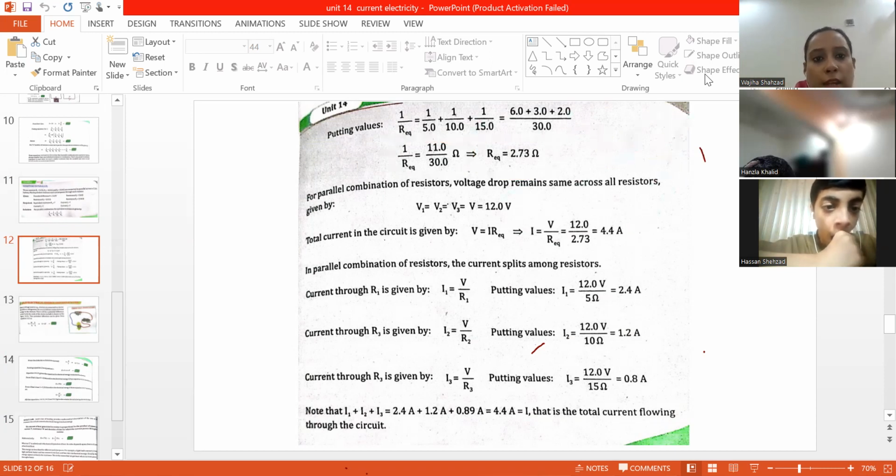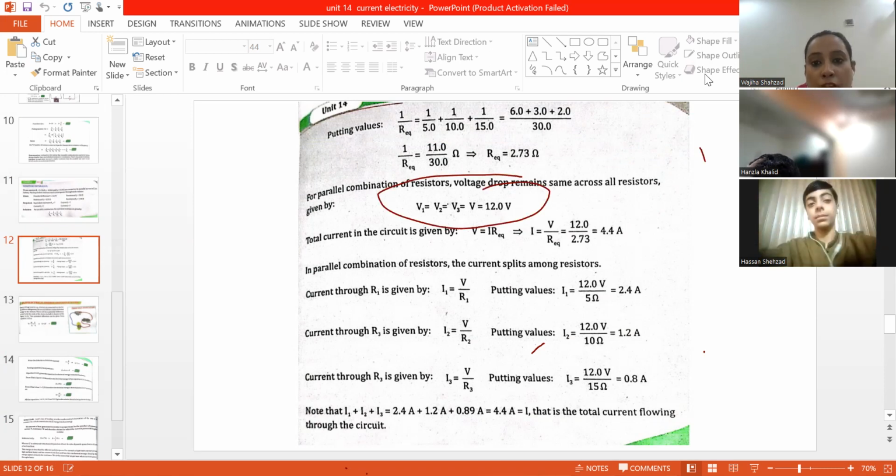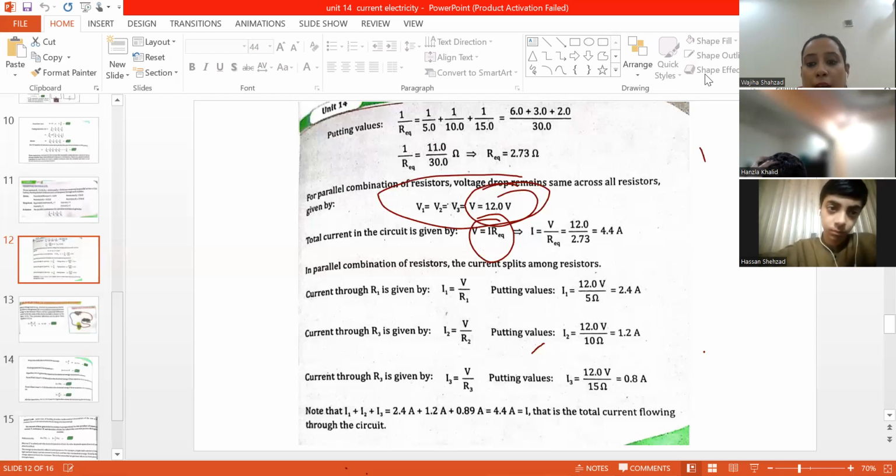As we know, the potential difference across each resistor is the same, so we can say that V1 is equal to V2 is equal to V3 is equal to the total potential difference, that is equal to 12 volt. Right? So again, we will use Ohm's law, I is equal to V by R equivalent. Put the value and we will get 4.4 ampere.